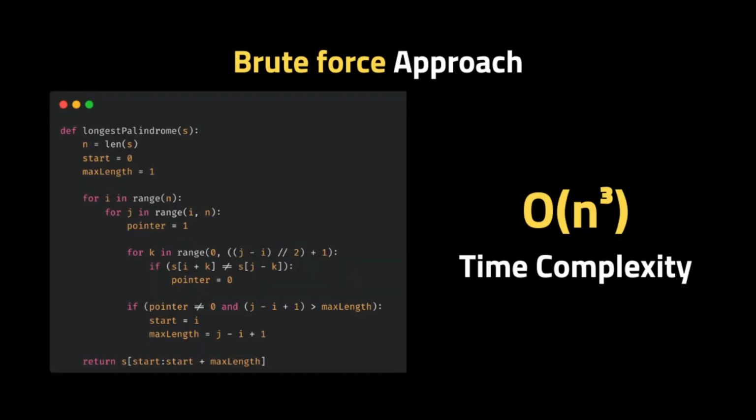So the brute force approach to solve this problem is by checking whether each substring is a palindrome or not, and we will do that by running three nested loops. The outer two loops pick all the substrings one by one by fixing the corner characters, and the inner loop checks whether the picked substring is a palindrome or not. The problem with this solution is that it's not efficient because it has a cubic time complexity.